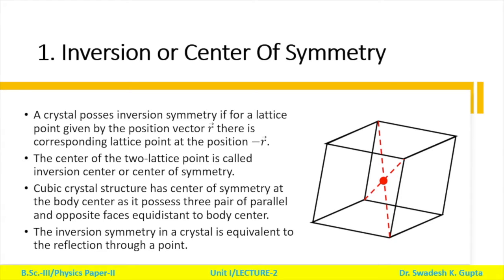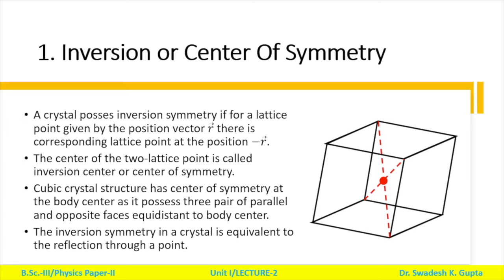In the inversion symmetry, a crystal possesses inversion symmetry if there is a point in the lattice, and a lattice point is situated at position vector r with respect to that point, and there is a corresponding lattice point at the position minus r. So if there is such a point in a body where the lattice points are situated at r and minus r positions, then the crystal is said to have an inversion center or center of symmetry.